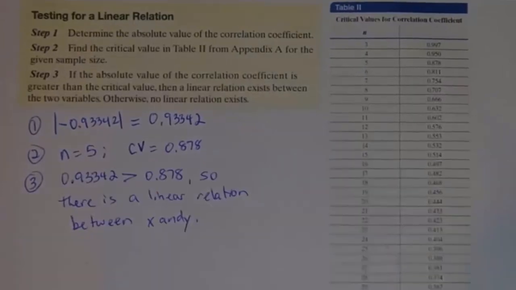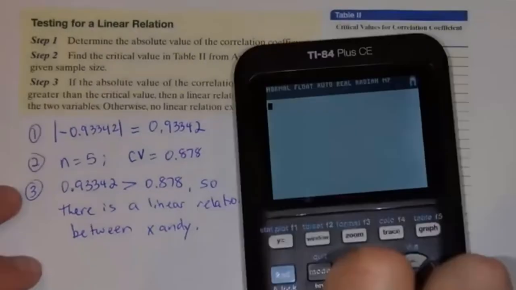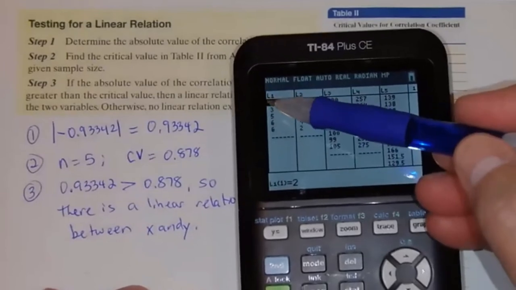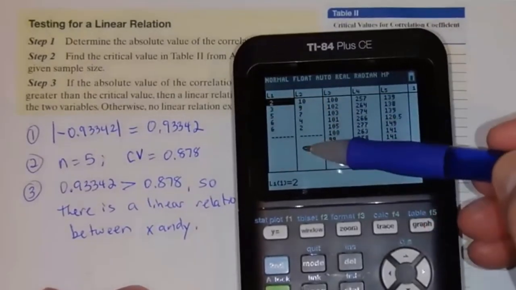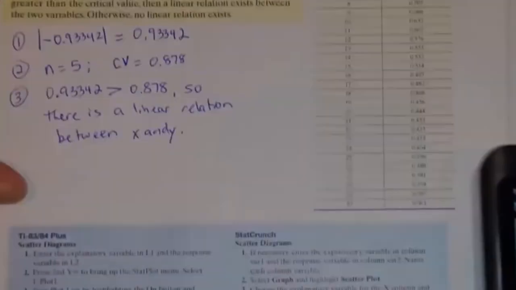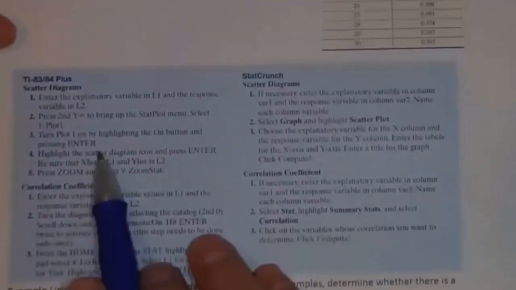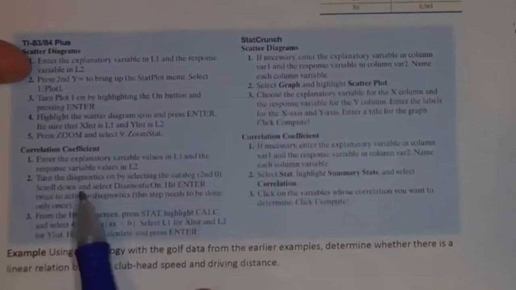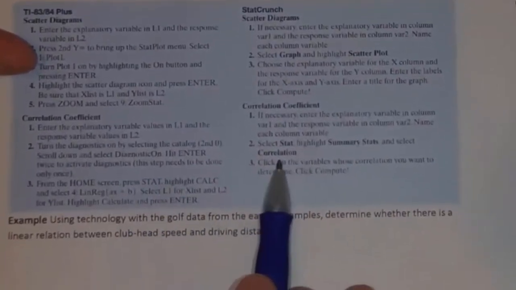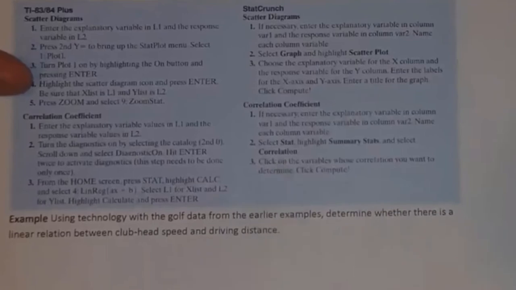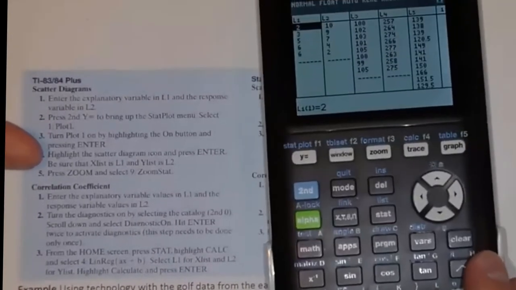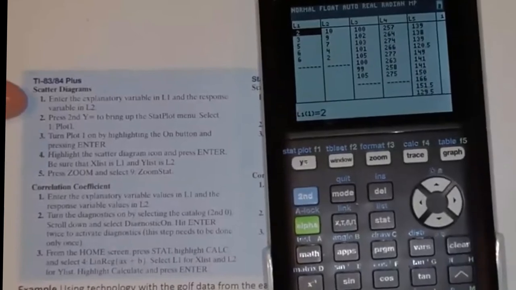Now, technology. So I showed you before that I have the X's in list 1 and I have the Y's in list 2. We can use technology. I already showed you how to do the scatter diagrams, but we can also use technology to calculate the correlation coefficient. Here's how I get the correlation coefficient on the calculator.